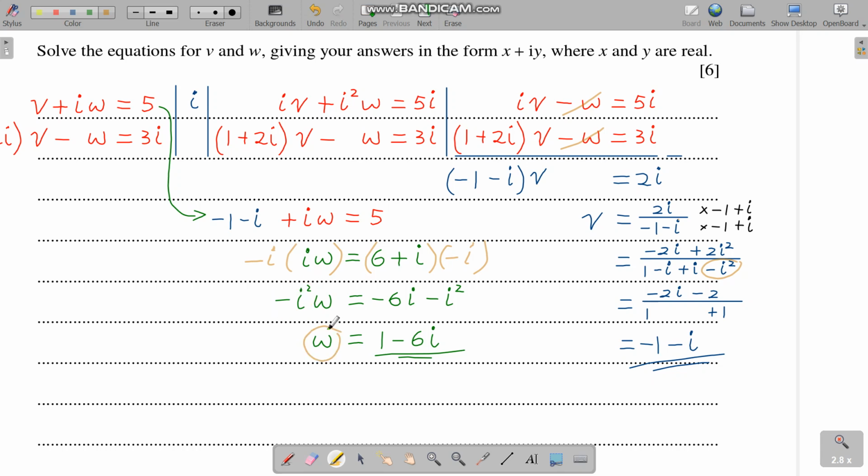We have only w on the left. On the right, 6 times −i, −6i, i times −i, −i squared. Again, i squared is minus 1, so we have plus 1 here. So 1 − 6i is the final answer for w.